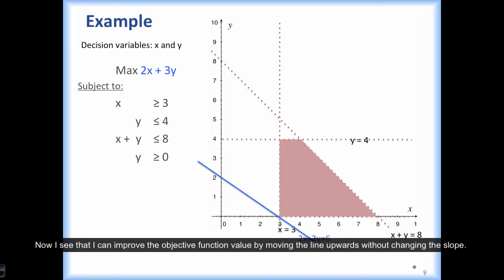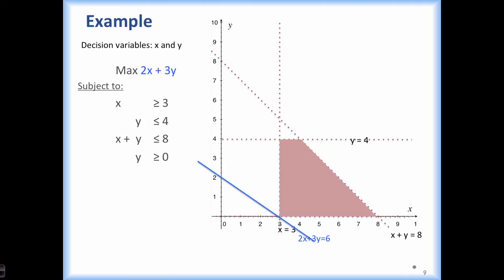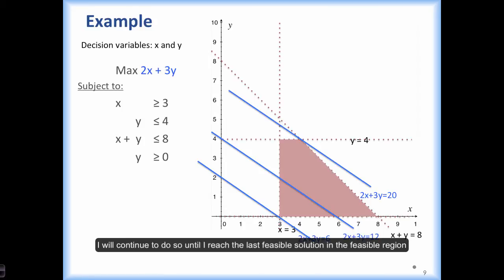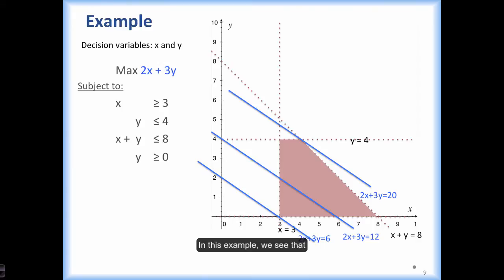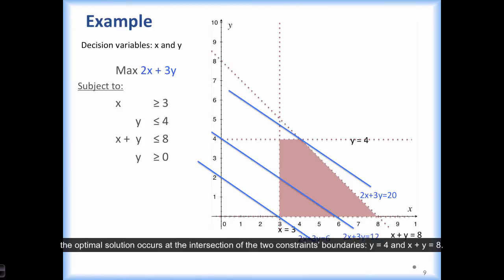Now, I see that I can improve the objective function value by moving the line upwards without changing the slope. That is, I draw parallel lines that will yield a higher objective function value. I will continue to do so until I reach the last feasible solution in the feasible region. In this example, we see that the optimal solution occurs at the intersection of the two constraint boundaries, y equal to 4 and x plus y equal to 8. Therefore, we can solve the two equations together to get the optimal solution.